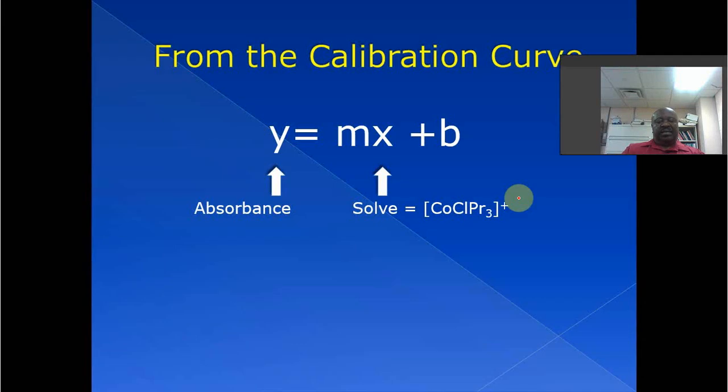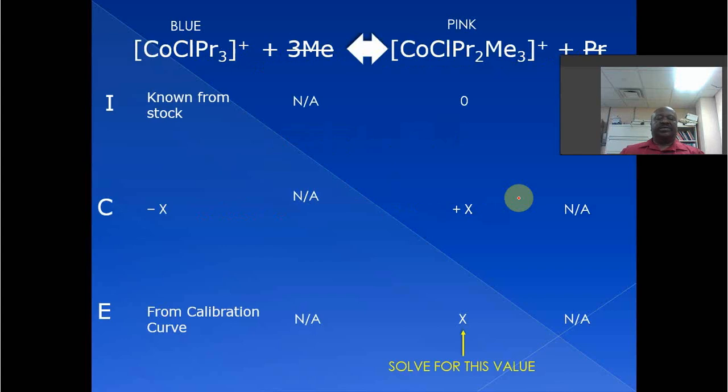Calculations are again pretty straightforward. From the calibration curve, you solve the equation and determine the concentration of the tetrahedral species. We'll know what the concentration is from the start. If the change is X, and from the calibration graph we know what this X is, then we can backtrack and figure everything out in the same way.